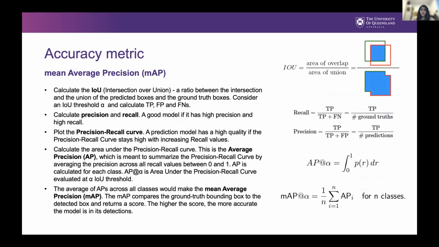The accuracy metric used in YOLO is mean average precision. It will calculate the IOU between your predicted bounding box and the ground truth bounding box, then calculate the precision and recall, the precision recall curve, the average precision, which is called AP, and then you calculate the mean average precision across all of the classes. The higher the score, the higher the mean average precision, the more accurate your model is, right? I put all of the formulas in here if you guys want to look at later, but most of you might already be very familiar with what mean average precision already is.